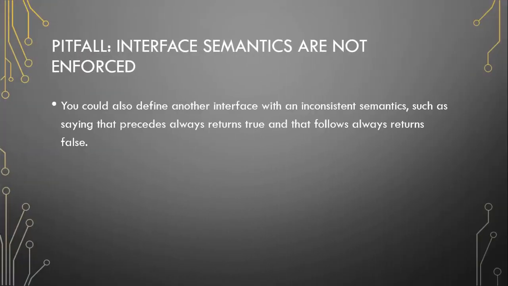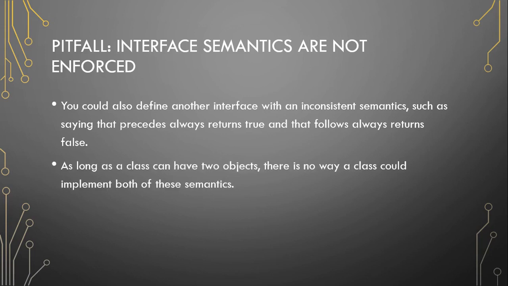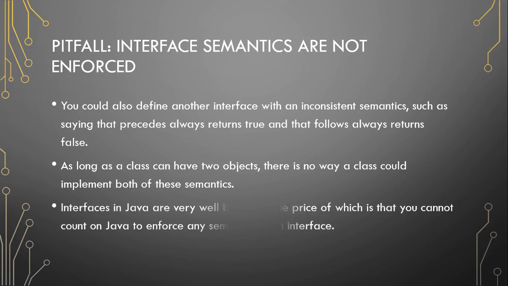You could also define another interface with inconsistent semantics, such as saying that precedes always returns true and that follows always returns false. And as long as a class can have two objects, there's no way a class can implement both of these semantics. Interfaces in Java are therefore very well behaved, which is the price that we have to pay so that we can't count on Java to enforce the semantics. All right.